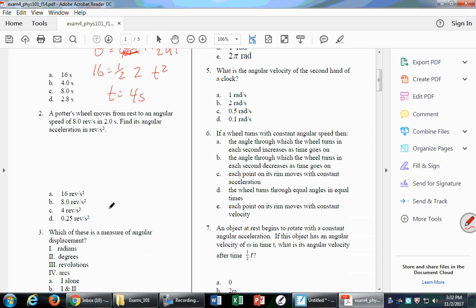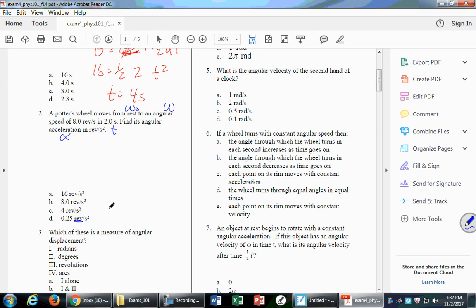Okay? A similar one here in number 2 moves from rest, that's omega naught, to omega final of 8 and a t, and we want to know the acceleration alpha. Notice here everything's in revolutions, but it's in revolutions down here too. Kinematics problems you can work in any unit that you want. That's not true when you're relating angular to linear quantities, and that's not true when you're calculating centripetal acceleration. You have to be in radians for those.